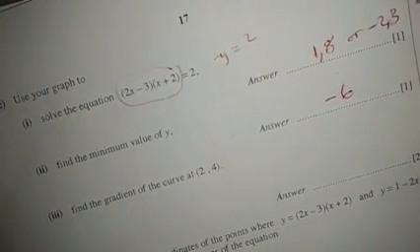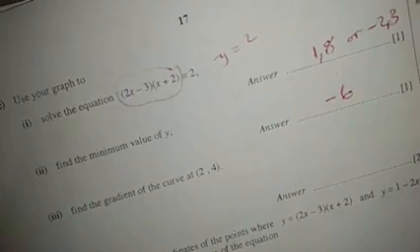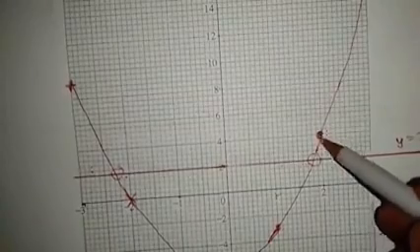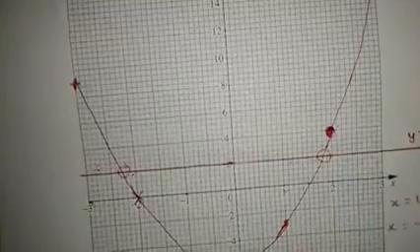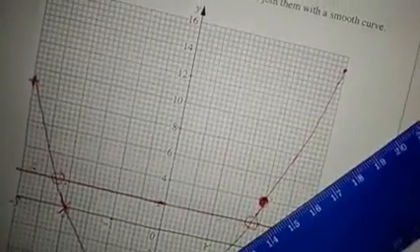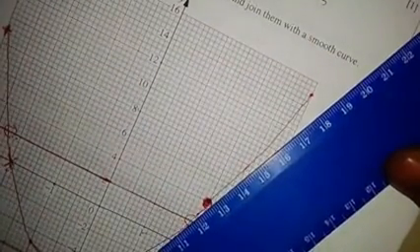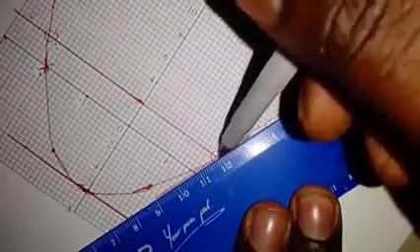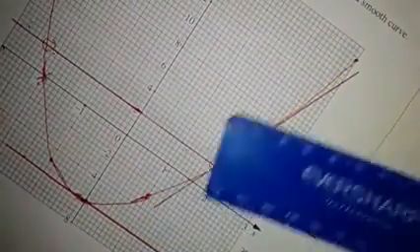Then find the gradient of the curve at 2, 4. First of all, identify the point 2, 4 on the graph. So this is 2 and this is 4. This is the point under consideration. So you have to draw a tangent which touches this point 2, 4 like this. You draw your tangent like this.